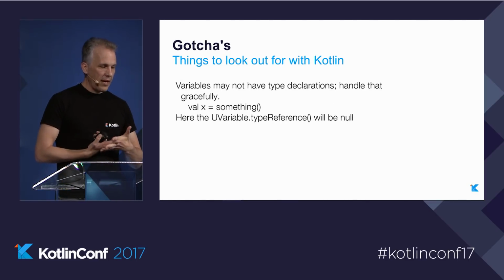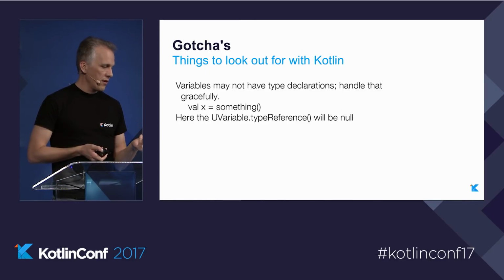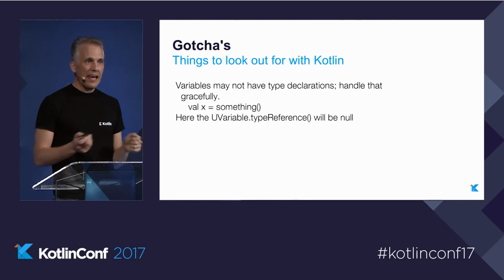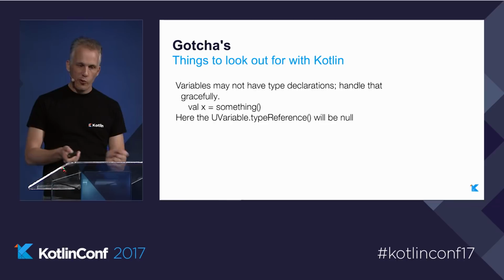Variables may not have type declarations, right? So in this code sample, the variable is going to have a null type reference. That doesn't mean you can't get the type. It's there in UAST. You ask the expression for its type, but just look out for that.